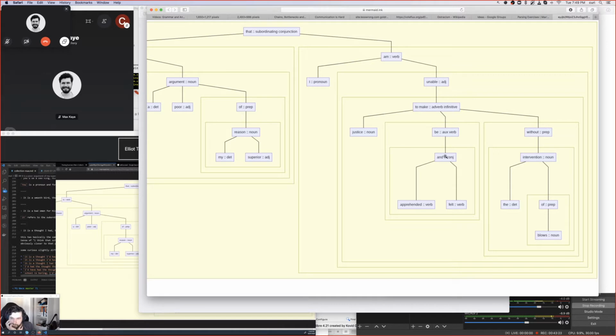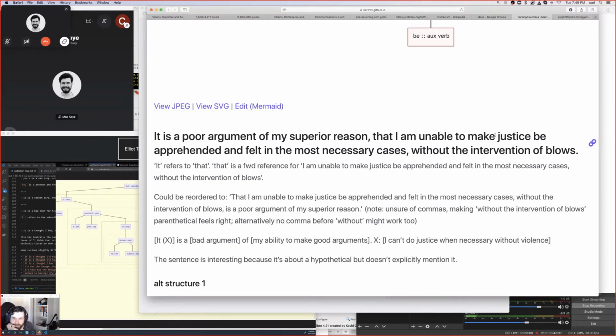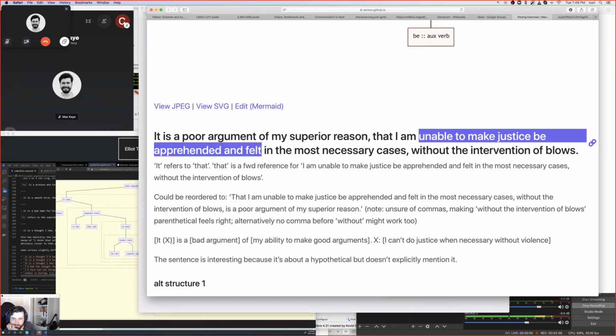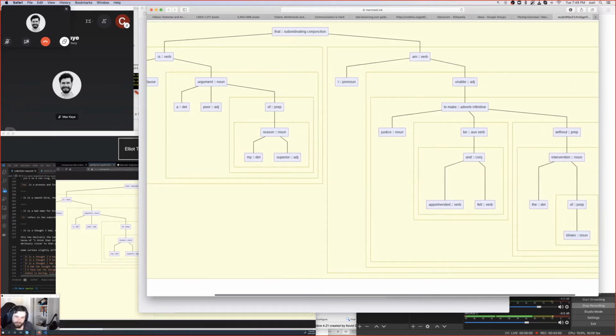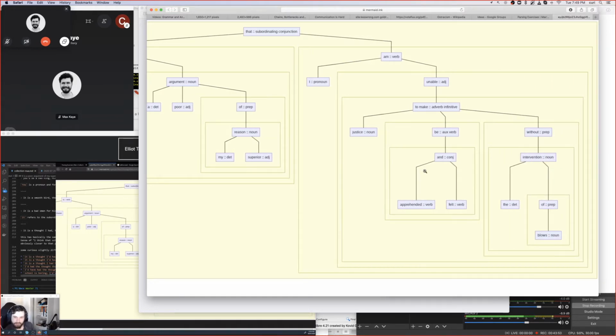So "be," and then we have "and," so make justice be apprehended and felt. But this section is then unprincipled, and the "apprehended and felt," they look like they're both verbs, but then they can't be. By the way, when there's a conjunction between two words like that, the output would be a verb phrase.